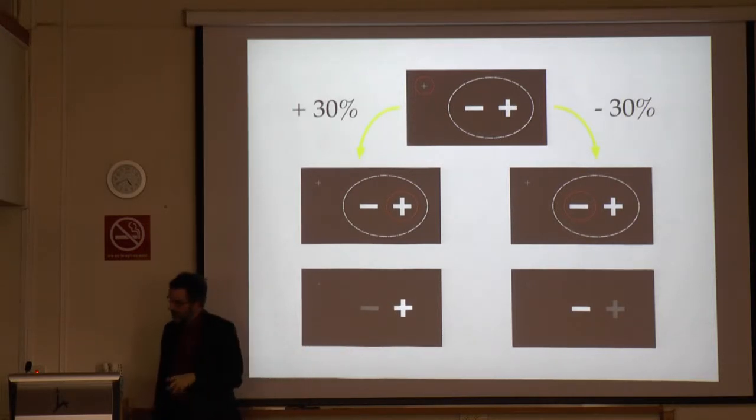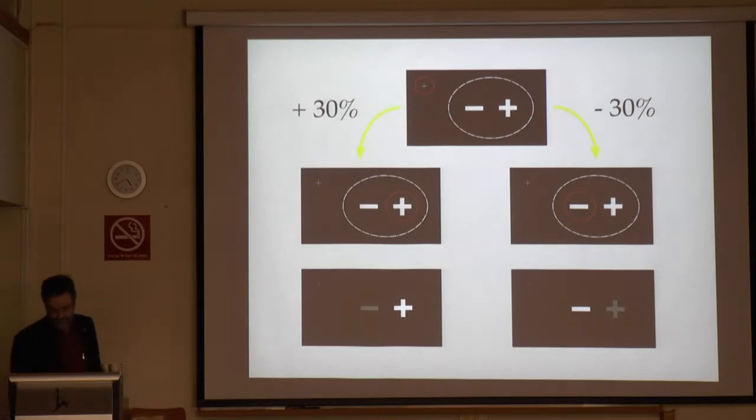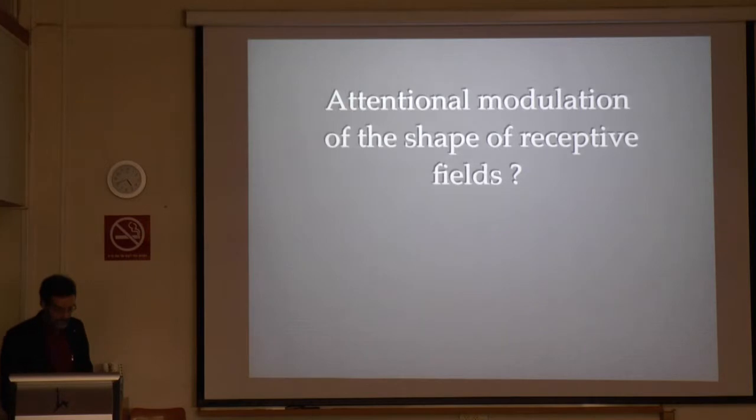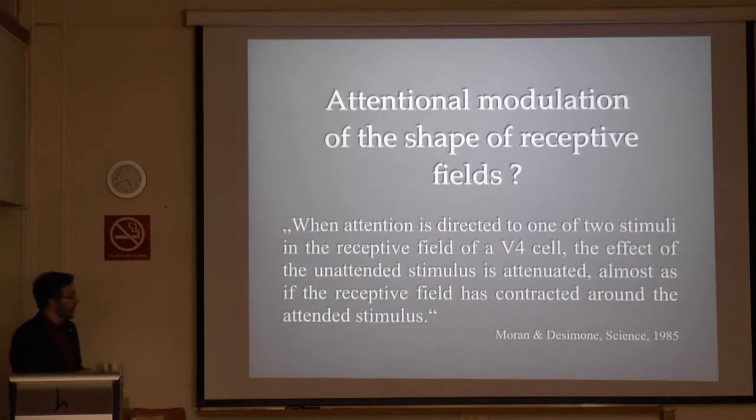And there has been a theory about this for a long time, proposed by Desimone already in the last century, about changes in the shape of receptive fields. Everything I showed you so far has this constant receptive field. But maybe attention can change the shape of the receptive field and make the cell more spatially selective. And here's a quote, 1985, quite a while ago.